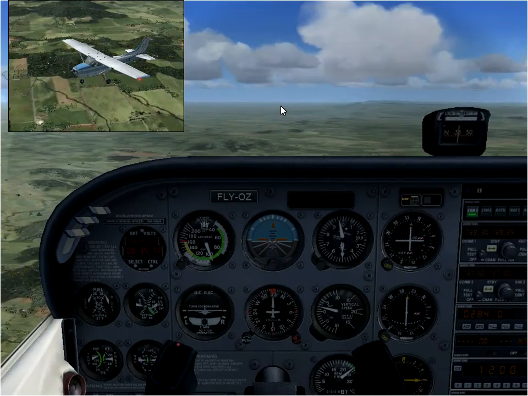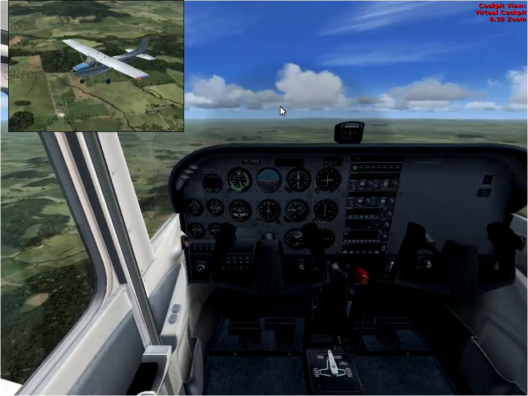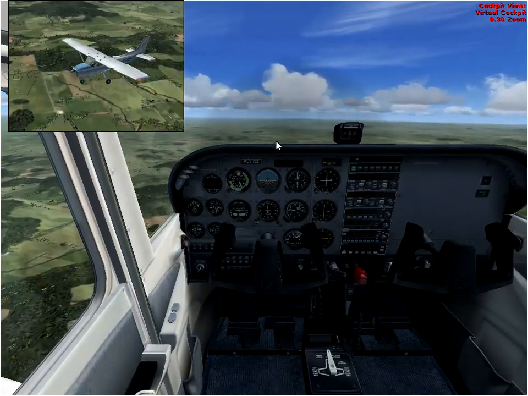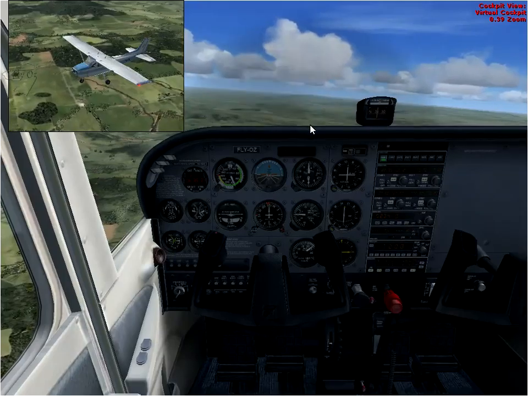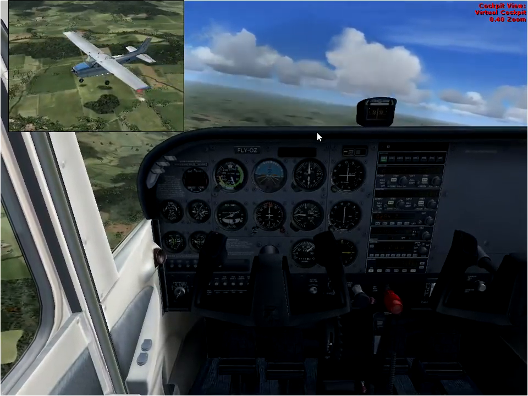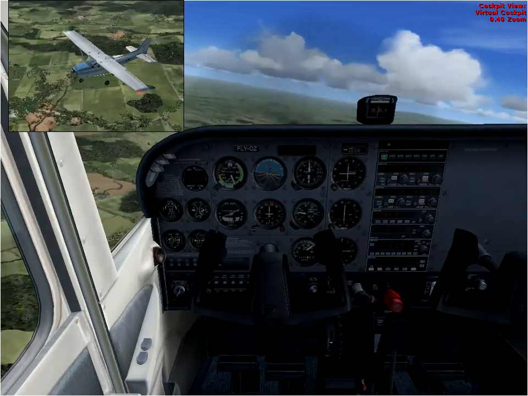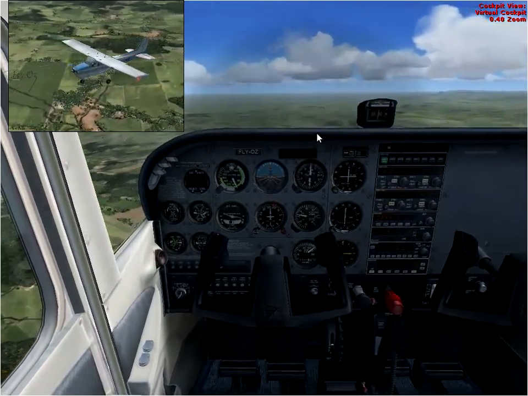When I apply pressure to the right rudder, see how the nose yaws away from that point. When I apply a pressure to the left hand rudder, notice the nose yaws away to the other side of that point. This is what we refer to as yaw, controlled by the rudders.